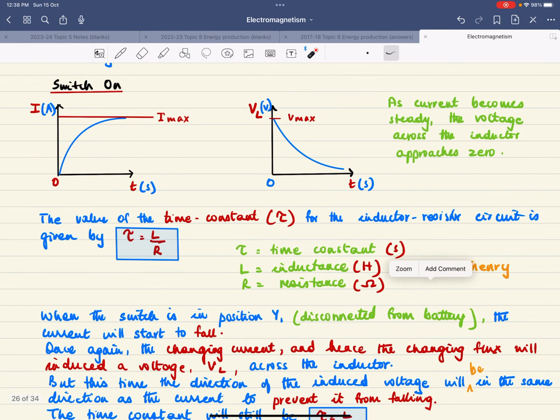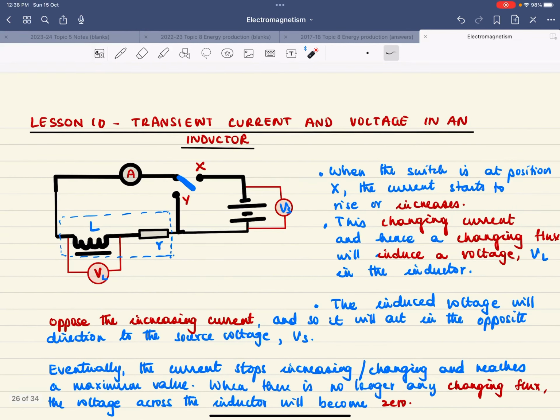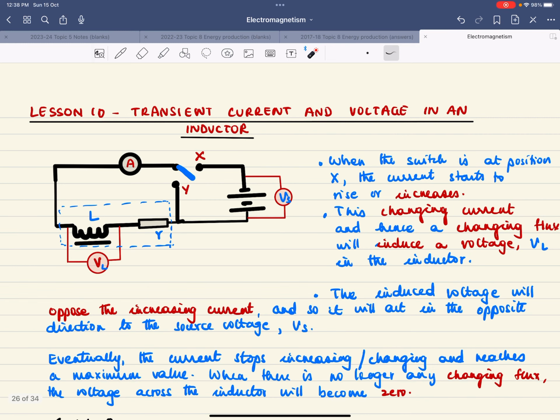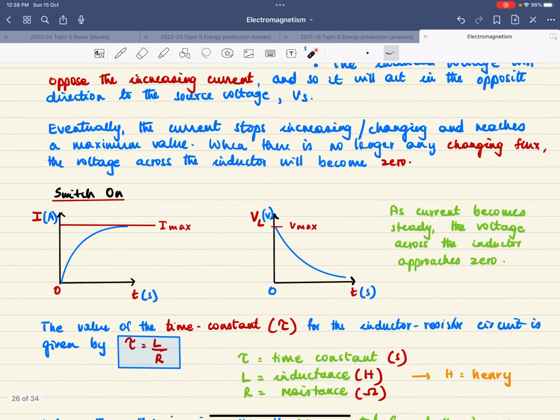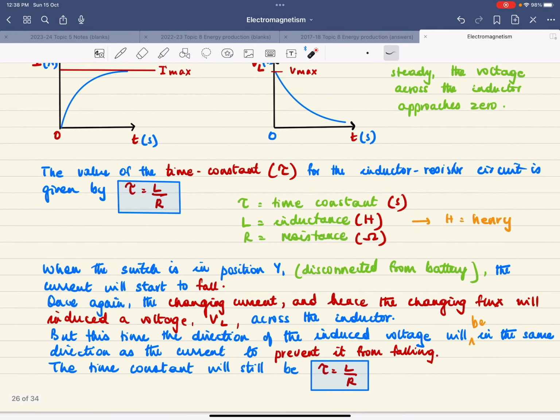Now when the switch is in position Y, so it's disconnected from the battery, and the switch is like this at the moment, the current will start to fall. So once again, the changing current and hence a changing flux will be induced. It will induce a voltage across the inductor, but this time the direction of the induced voltage will be in the same direction as the current because it's trying to prevent it from falling. The time constant will still be tau equals L over R.